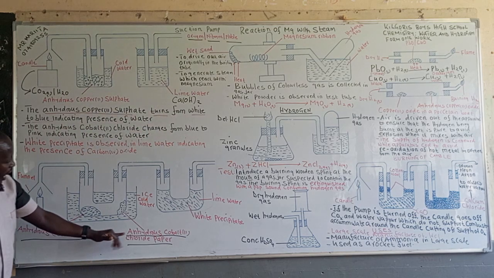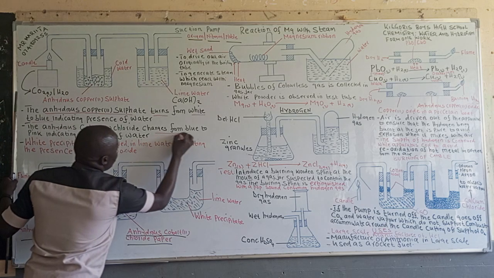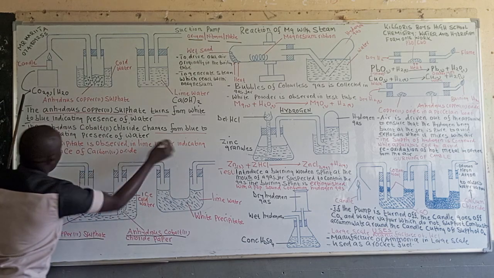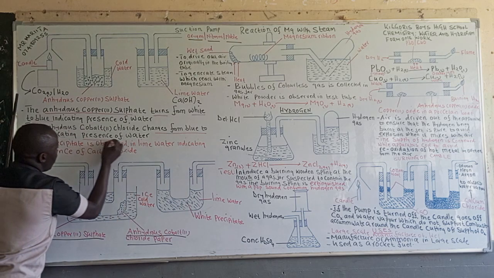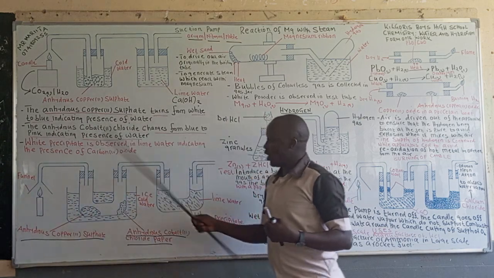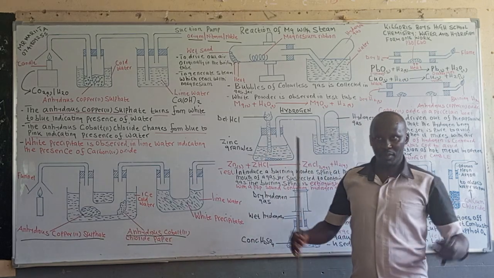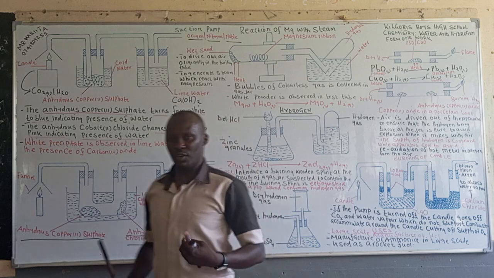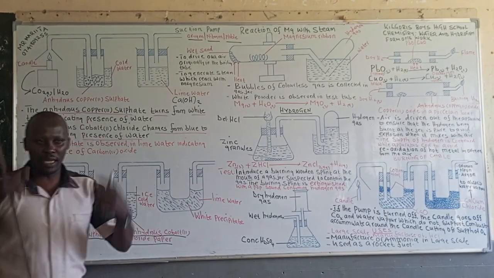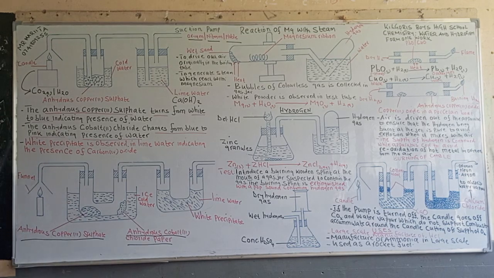Then we have the anhydrous cobalt chloride paper, which is normally blue. So anhydrous cobalt chloride paper changes from blue to pink, indicating the presence of water. That is some observation that you can make when we have anhydrous copper(II) sulfate and anhydrous cobalt chloride paper. Normally, these are used to test for the presence of water, and they are the chemical test for water, a very important point that you are supposed to know.